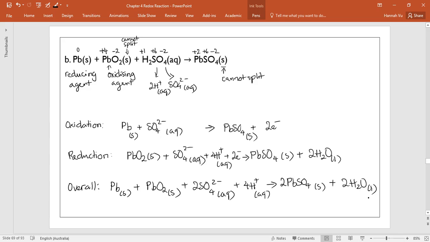Okay, do a quick charge check. 4 plus, 2 times 2 minus is 4 minus, so the overall charge on the left side is 0, and the overall charge on the right side is also 0. And that's question 3b.